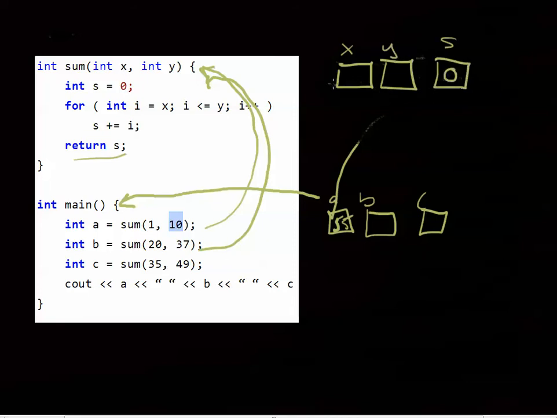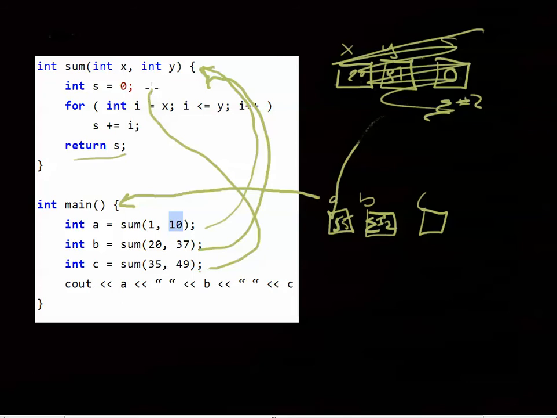S is going to start at 0. X is going to have 20 now. 37 is going to be copied into y. And we're going to compute the summation between 20 and 37. This I'll put as summation number 2, and we can calculate what that is offline. Once sum gets returned, these variables go away.